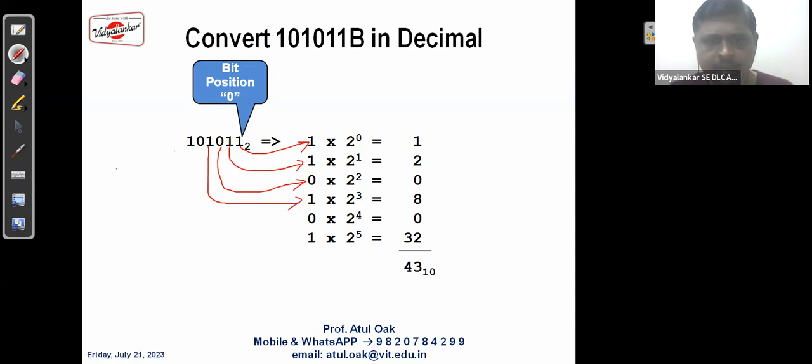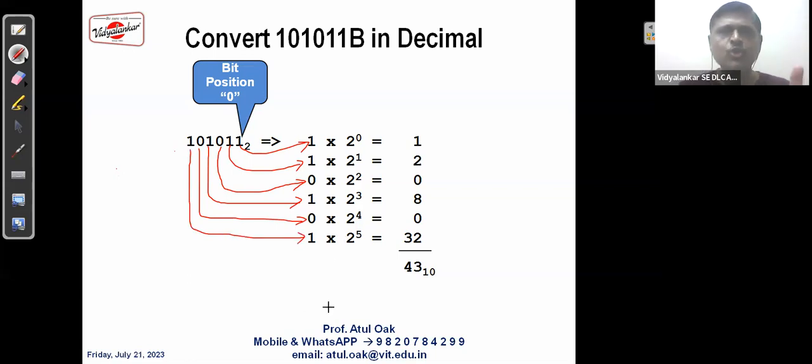Then you take next bit and you multiply by 2 raised to 3. Then you take next bit and multiply by 2 raised to 4. And you take MSB and you multiply by 2 raised to 5. This is a way you should present in exam. You will get full credits. Okay. It's a simple multiplication.